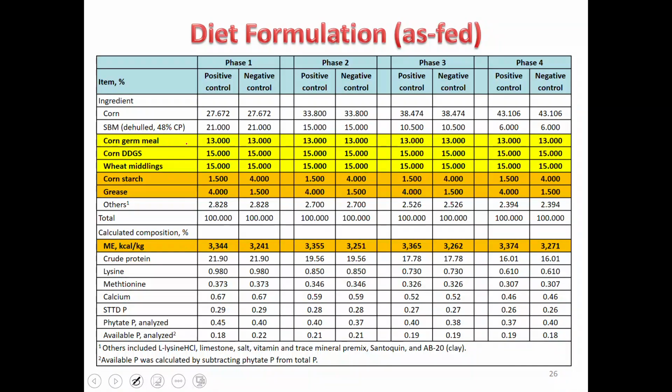We used 13 to 15% of corn germ meal, corn DDGS, and wheat middling to provide enough substrate to xylanase and phytase. And the positive and negative control diets have about 100 kilocalorie metabolizable energy difference, created by cornstarch and grease in the diet.